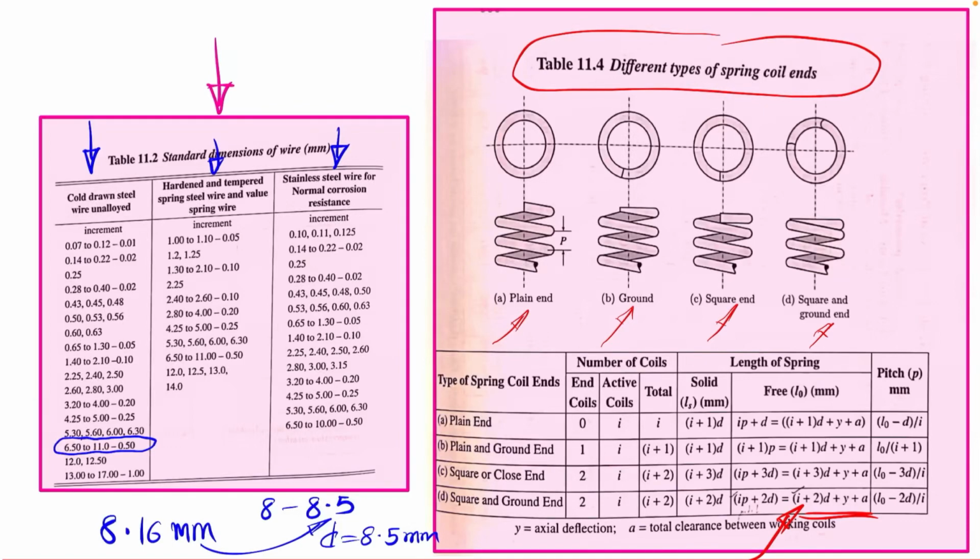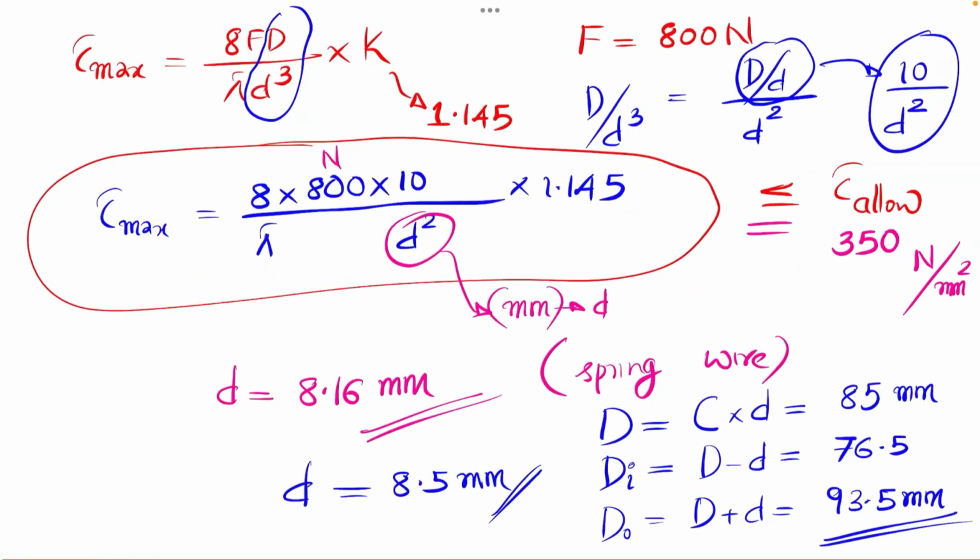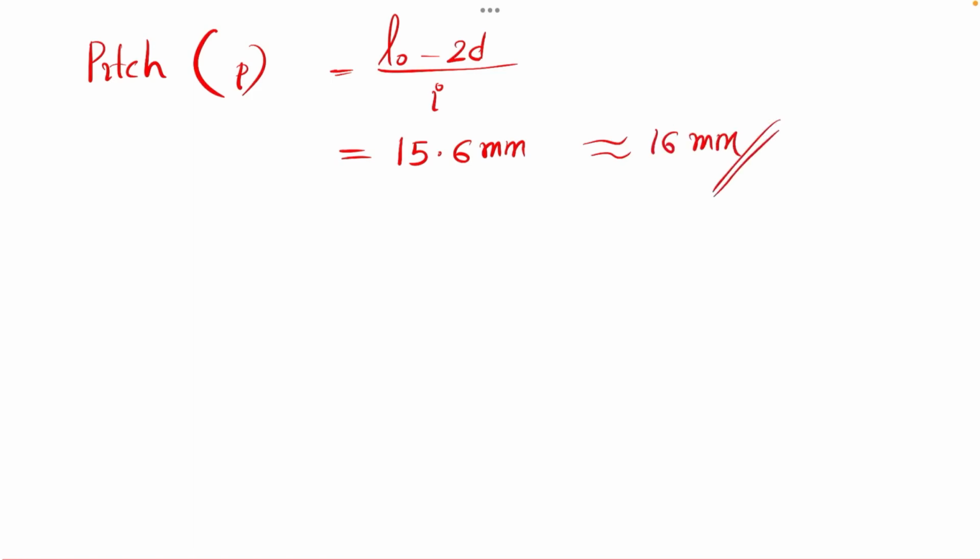The next step is to find the pitch of the spring. That can also be obtained from the above table, from the end condition table. The pitch is obtained from the last column. So pitch is equal to free length L0 minus 2d, divided by i, the active number of coils. If you solve it, you will get 15.6 mm as the pitch. You can round it up, and 16 mm can be used for this helical spring.